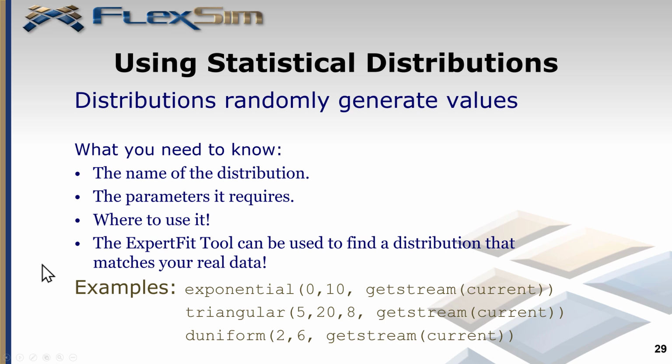Here's some examples. The last parameter of every statistical distribution in the software is the random stream value, 1, 2, 3, 4, up to however many streams, and we have an infinite number of streams you can use. And typically modelers will just leave that as is, leave the function called get stream of current in there, and then it will assign a random stream uniquely to each of the objects in your model.